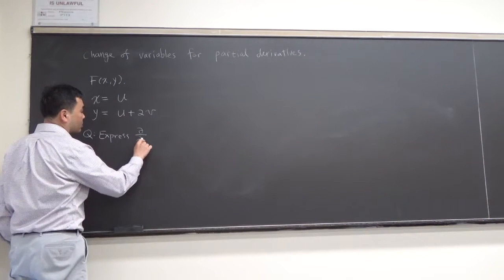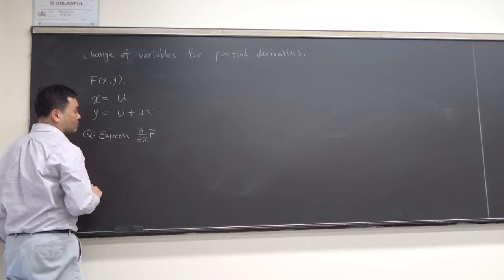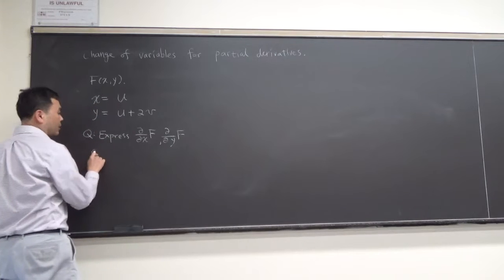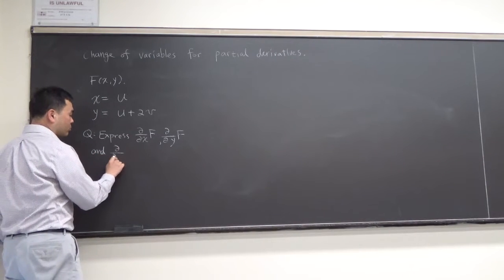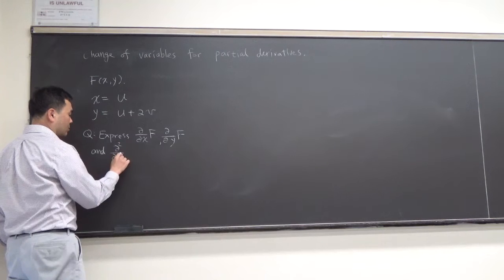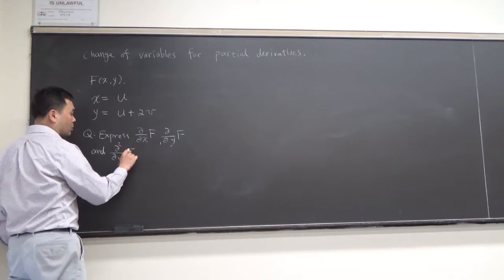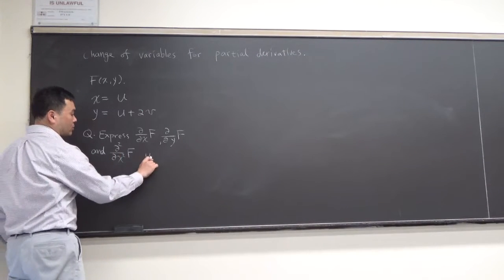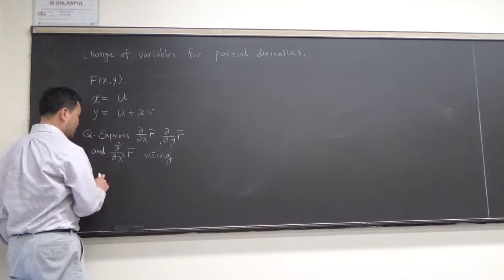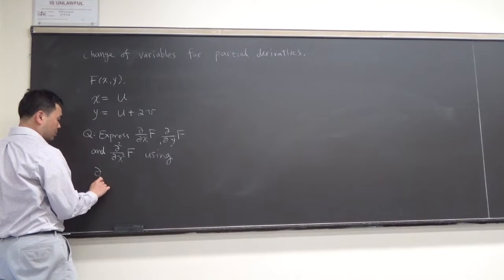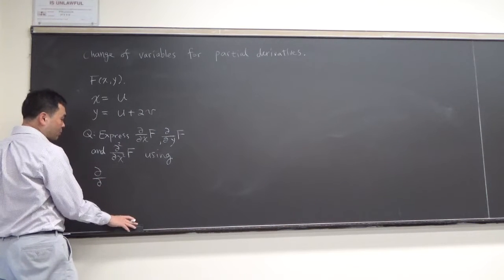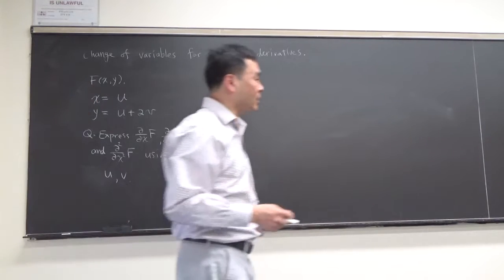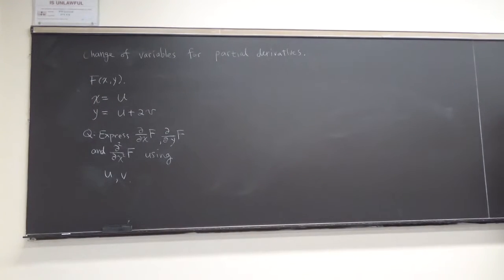the partial derivative of f with respect to x, the partial derivative of f with respect to y, and the second partial of f with respect to x, using second partials, or using variables u and v. Okay, so in other words, express it as partial derivatives in u and v.